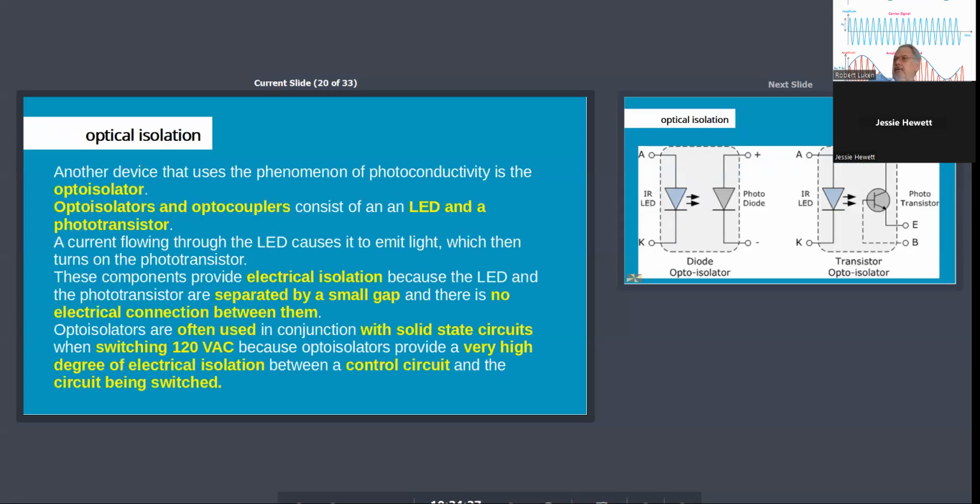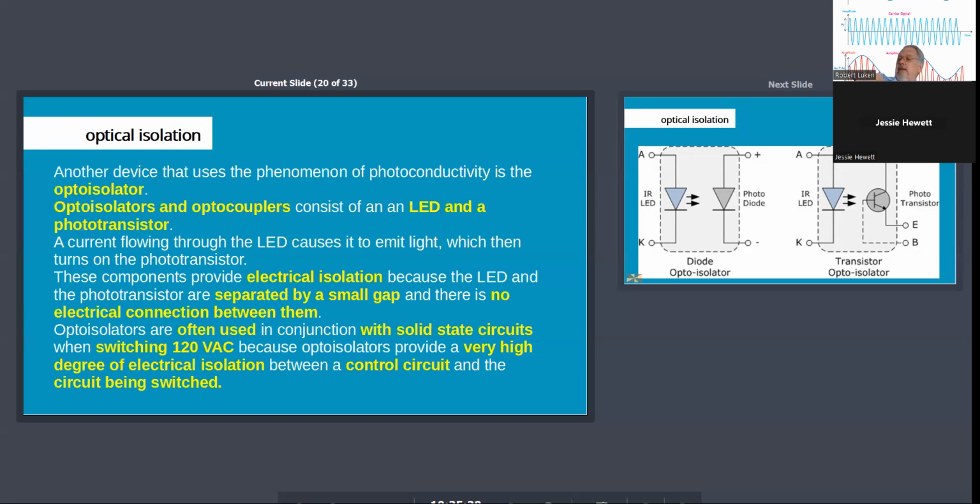Another optical device is called an opto-isolator, where you normally pair up an LED with a phototransistor or a photodiode, so that the current flowing through the LED causes it to emit light, which shines on the phototransistor and causes it to conduct. If it was a photodiode, it would do a similar thing. You could even, I don't think I've seen them, but there's no reason why you couldn't do it with an LED and a photoconductor to have a variable resistance.